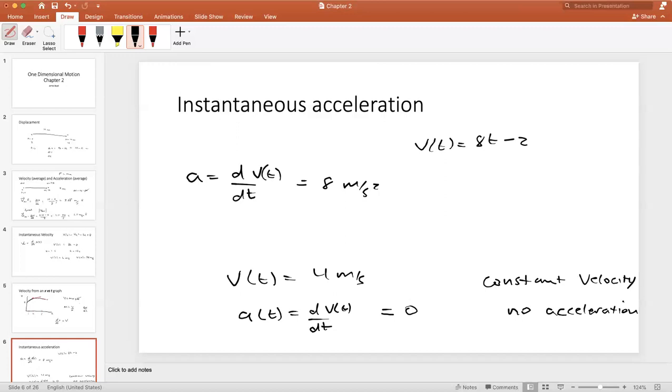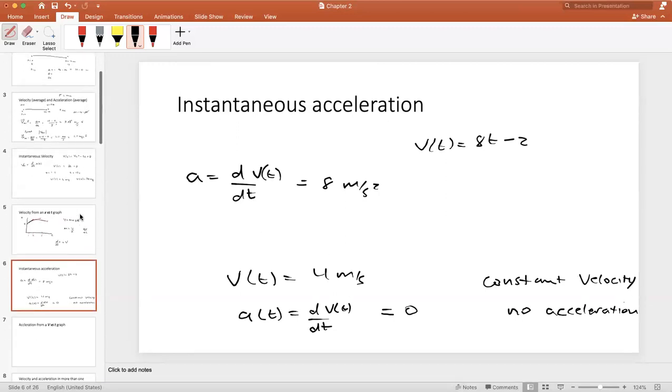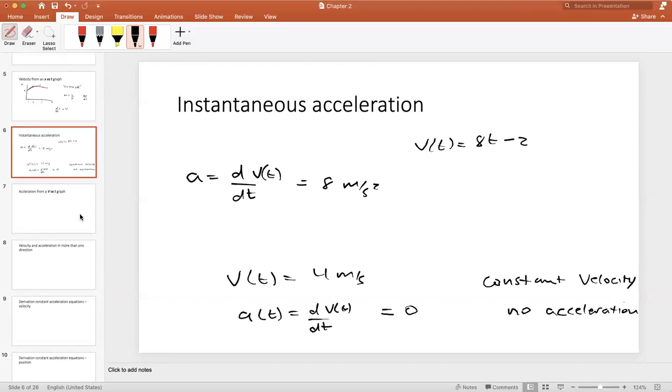You could also say that about the position. If the position is constant, if it's not moving, there's no velocity change, right? So we never talk about constant position, but we will talk about constant velocity means a is 0. And we'll get there in a little bit. So all that's well and good.